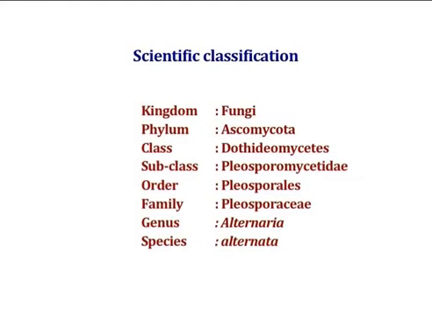Now, let us see about the scientific classification. Kingdom is fungi, phylum Ascomycota, class Dothideomycetes, subclass Pleosporomycetidae, order Pleosporales, family Pleosporaceae, genus Alternaria and species alternata. Now, let us see about the character of this pathogen.